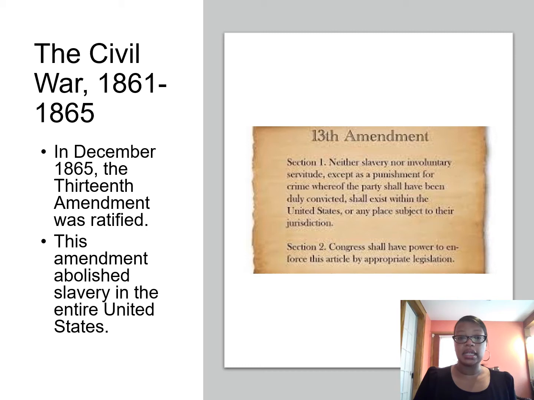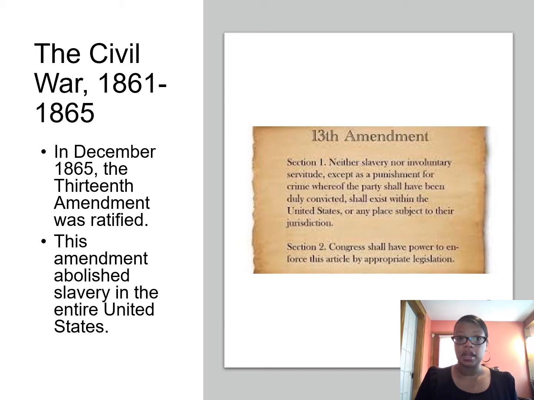In December 1865, the 13th Amendment was ratified. Congress recognized that although the war was over, they wanted to solidify the end of slavery. They wanted to make sure it was clear that this war was about slavery, and in order to ensure that we don't have to go down this road again, we are going to create an amendment to the Constitution to prohibit slavery.